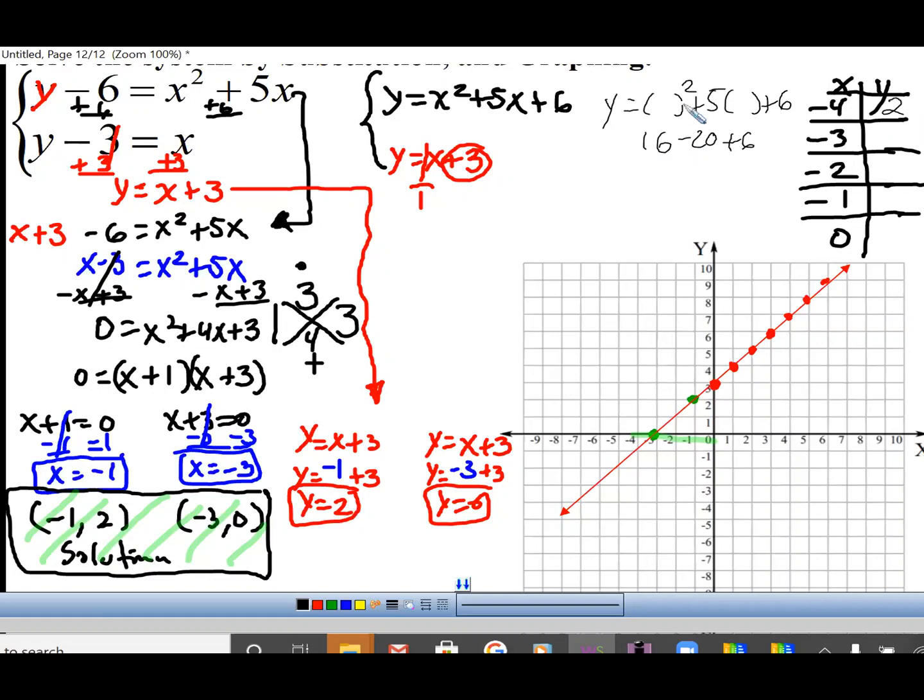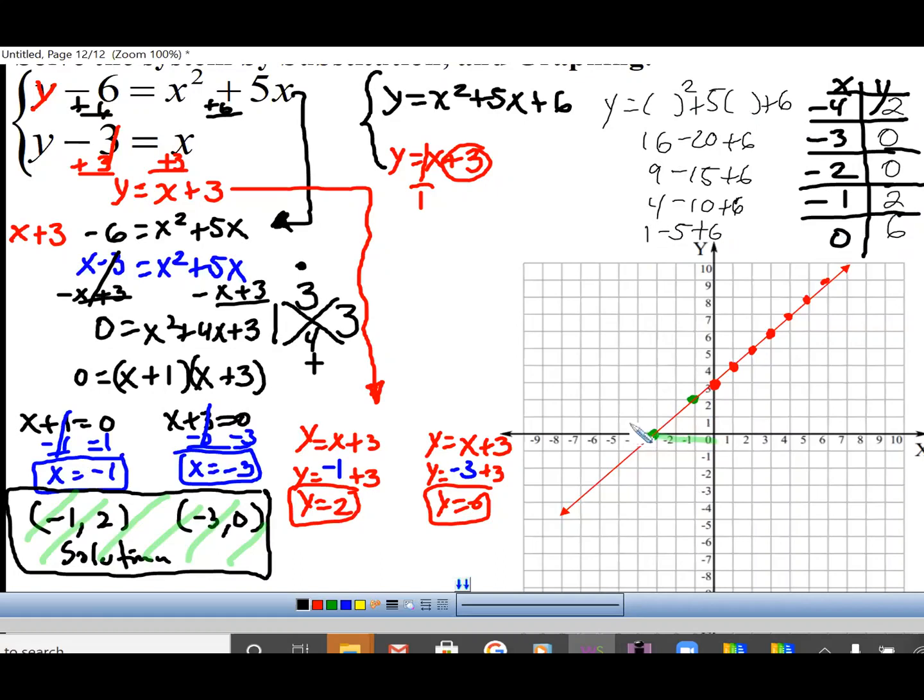Next one, -3 squared is 9. -3 times 5, that's -15 plus 6. What is 9 plus 6? 15 minus 15, that's 0. Next one, -2 squared is 4. -2 times 5, that's -10 plus 6. That's 4 plus 6 is 10 minus 10, that's 0. -1 squared is 1. -1 times 5, that's -5 plus 6. That's 7 minus 5, that's 2. And 0, 0, that leaves us with 6.